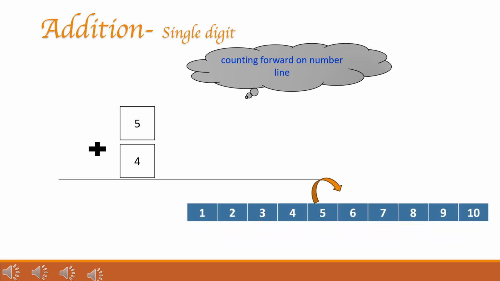Here we have a number line from 1 to 10. What we need to do is forward counting from number 5 up to the place which we need to add. So we need to add 4 to 5. We will keep counting up to the 4th place. Starting at 5, we have 6 at the first place, 7 at the second place, 8 at the third place, and 9 at the fourth place. So the sum of 5 plus 4 will be 9.